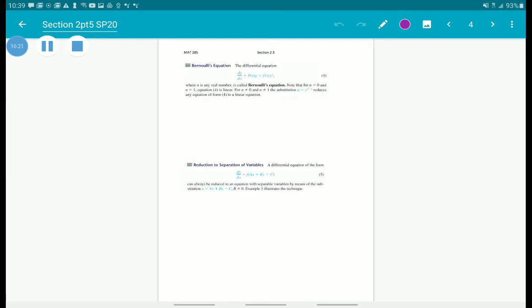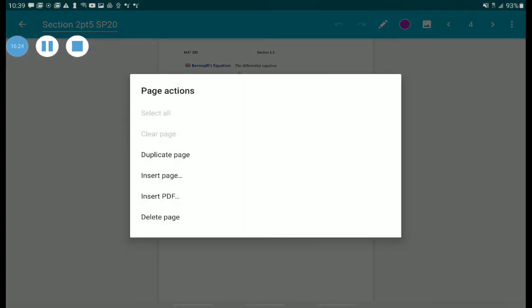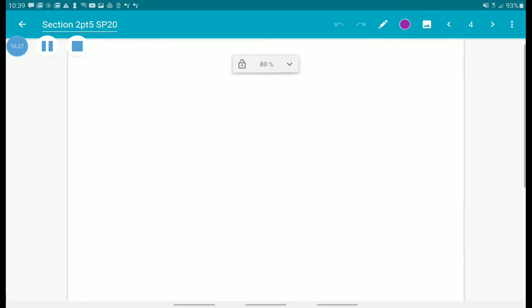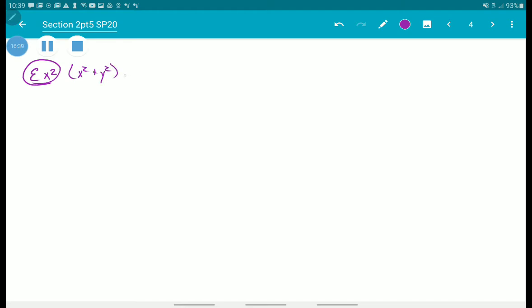Let's do one more. Suppose we have x squared plus y squared dx plus x squared minus xy dy is equal to 0. And we're asked to solve. This one's also going to be homogeneous. We need to be able to prove that it's homogeneous. So this is our m. This is n. M is always attached to dx, n is always attached to dy.